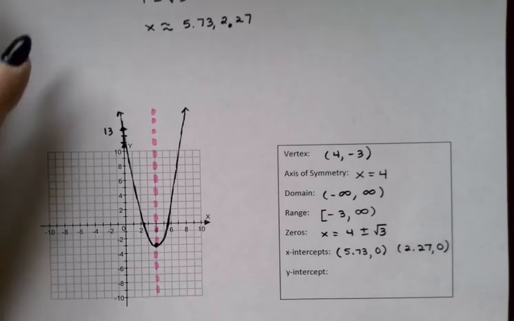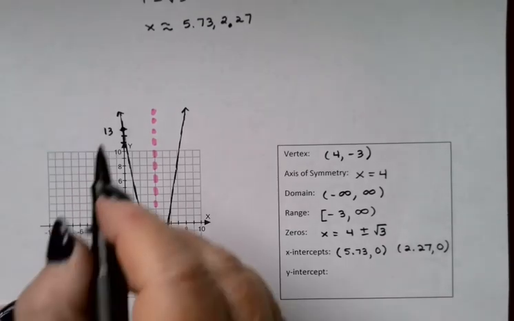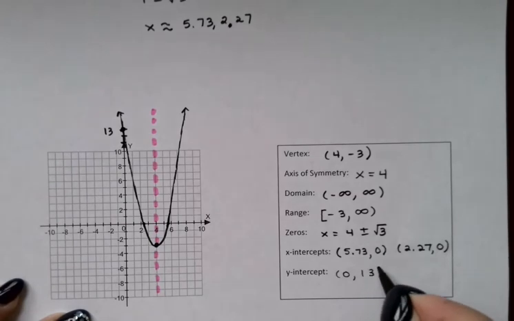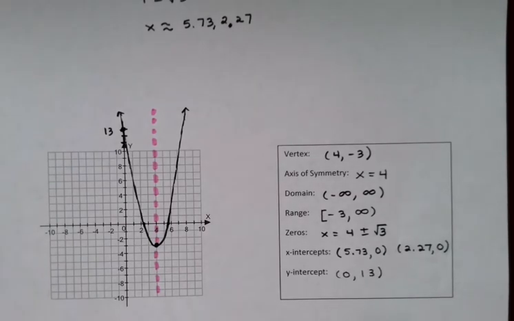read carefully. Finally, the y-intercept was up here at 13, so x equals 0, y equals 13. And there's the information in the graph for that function. All right, let's do one more example together.